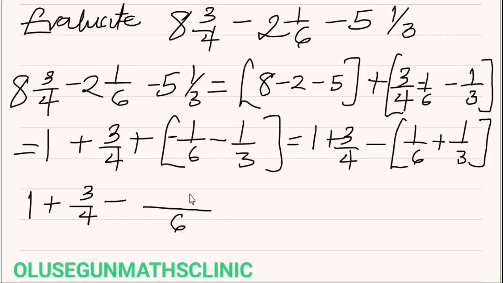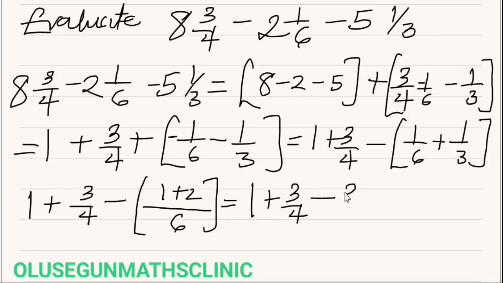It will be 6 in 6, 1, plus 2. So giving us 1 plus 3/4 minus 3/6. So if it is 3/6, it means that it will be 1 plus 3/4 minus 1/2. This is where I'm going to, because I know that by reducing 1/6 plus 1/3 will surely give you the denominator of 2. So what do you now do to make it meaningful?